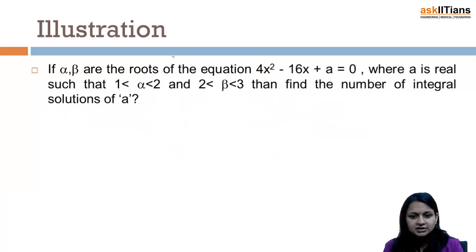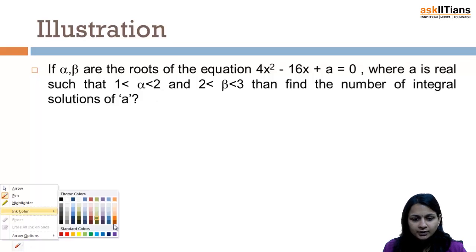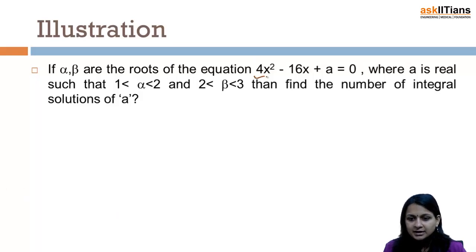So let's see what the next question says. If alpha and beta are the roots of the equation 4x square minus 16x plus a equal to 0, where a is real, such that one root alpha is lying between 1 and 2, and the second root beta is lying between 2 and 3, find the number of integral solutions, that is, only integer values of a.